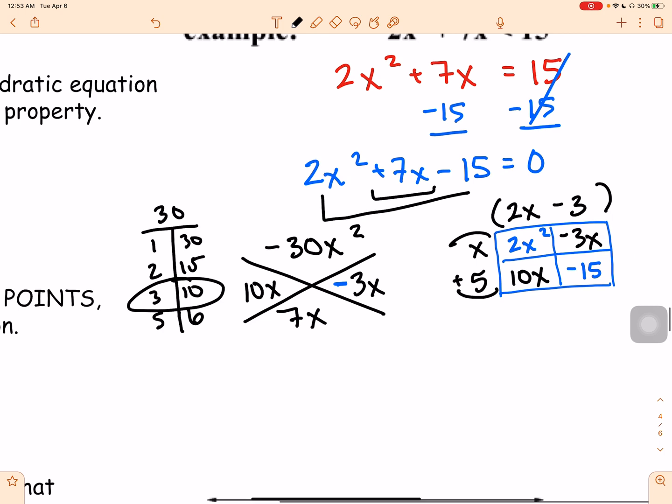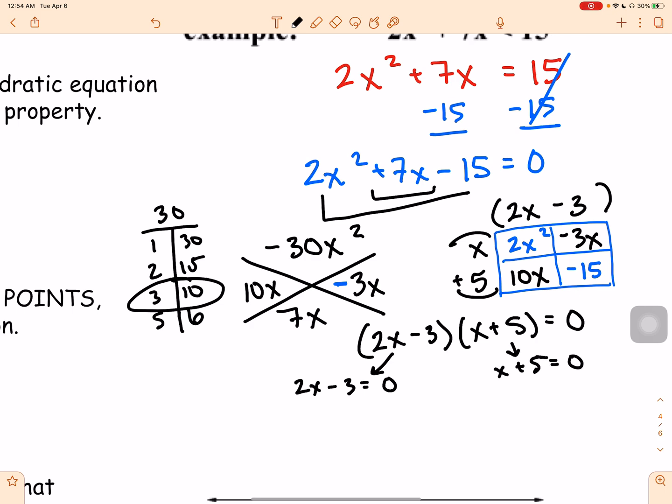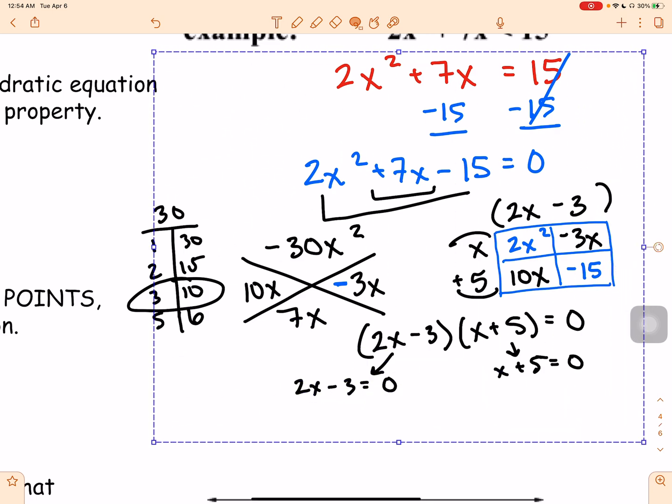Now that we have the factors, we can set each of them equal to 0, because this is now saying 2x minus 3 times x plus 5 equals 0. Because all we did was take this and factor it, it's still equal to 0 whenever we're trying to find the x-intercepts. So here I have 2x minus 3 equals 0 and x plus 5 equals 0. I'm going to make all of these a little bit smaller because I'm going to need some room to write some more work.